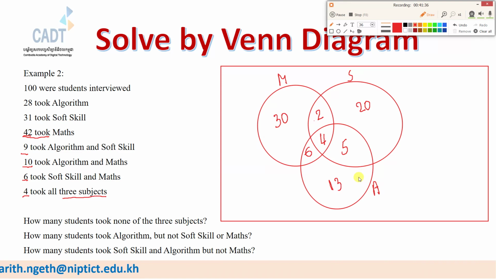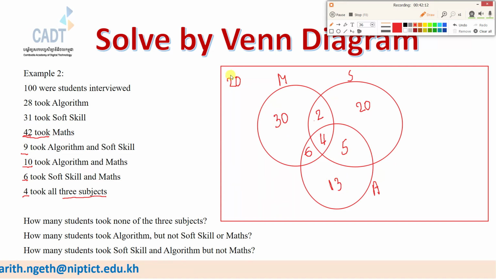So you can take all these results to complete this one. How many students took none of these 3 subjects. So the total is 100. So this one is 50, 60, 67, 77 is 80. So this is 20.